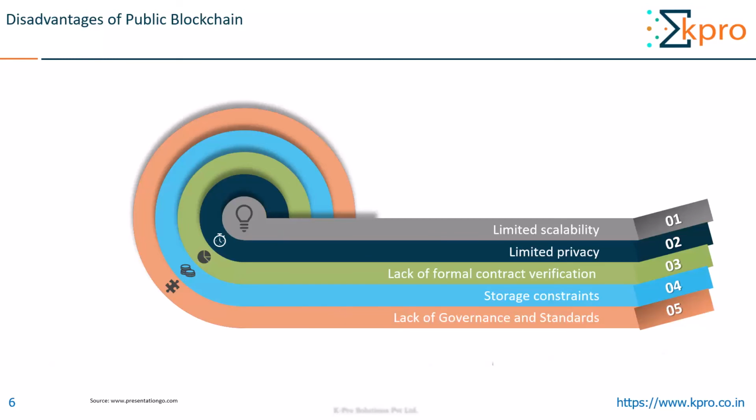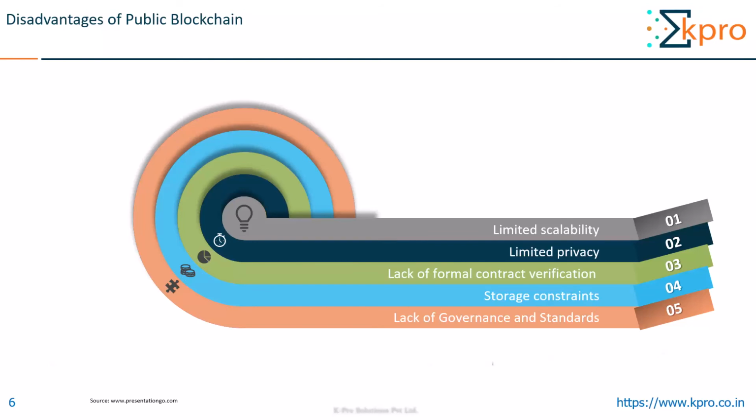The last disadvantage that I have mentioned on the slide is the lack of governance and standards. While blockchain helps us to achieve a trustless, open and permissionless system, at the same time we will also need some organization among the developers to come to terms with new standards, features and upgrades.